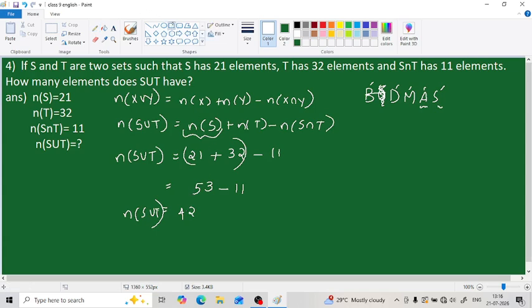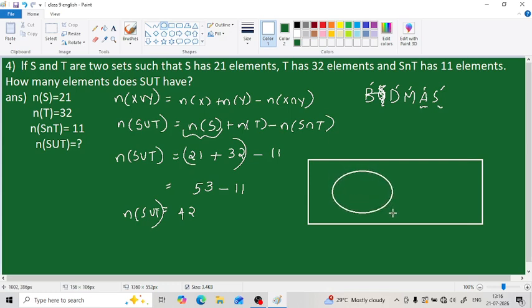In a Venn diagram, how can we do it? This is our universal set and we need two overlapping circles, S and T. So this will be our set and we have to name it. N of S has 21 elements, N of T has 32 elements, and the common part has 11 elements. So this is the model of our Venn diagram.